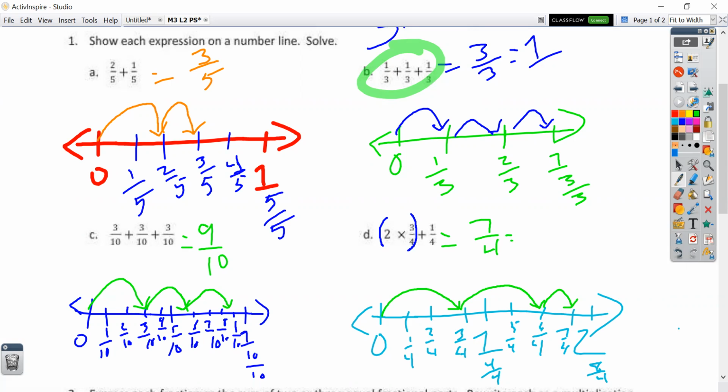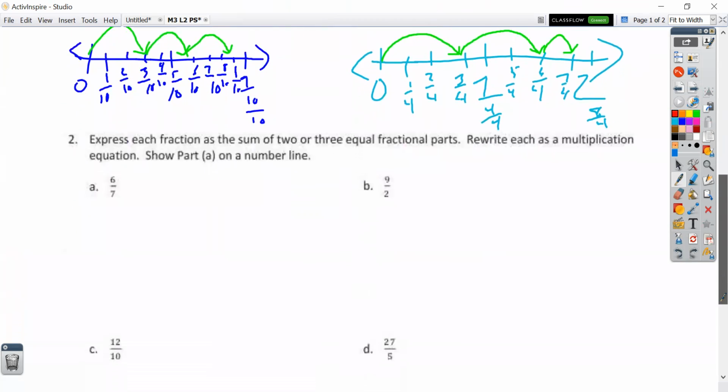But that's not how we like to leave an answer. We don't like to leave an answer as a fraction greater than a whole, otherwise known as an improper fraction. So we ask ourselves, how many wholes can we take out of this? Well, we can take one group of 4/4 out of this, so 1, and that would leave us with 3/4 left over. Great job. All right, let's go on to the next part.